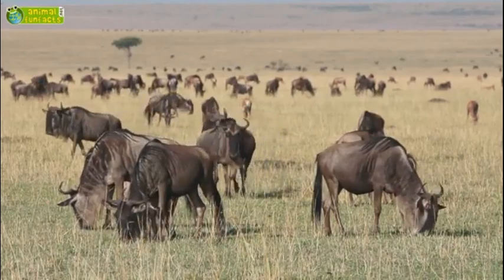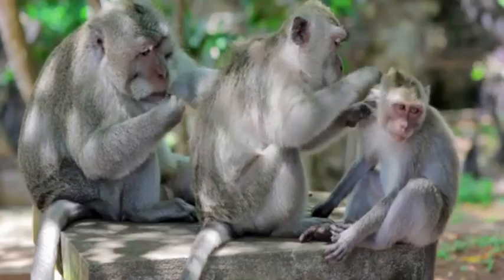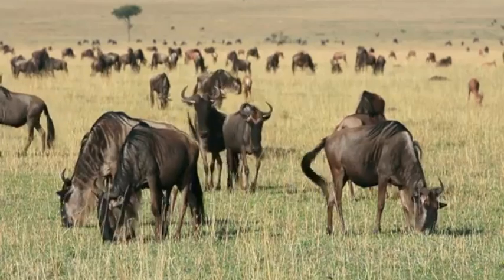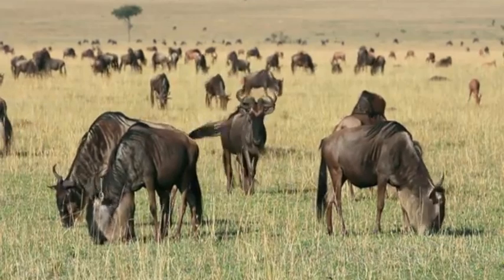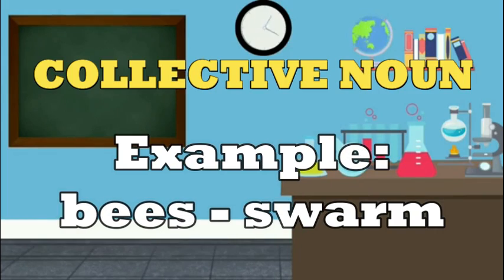Animals can continuously make more of their kind. Some can live by themselves, while others live in groups. Research about the animals listed below. Using a collective noun in English, identify which group they belong to. Example: bees swarm.